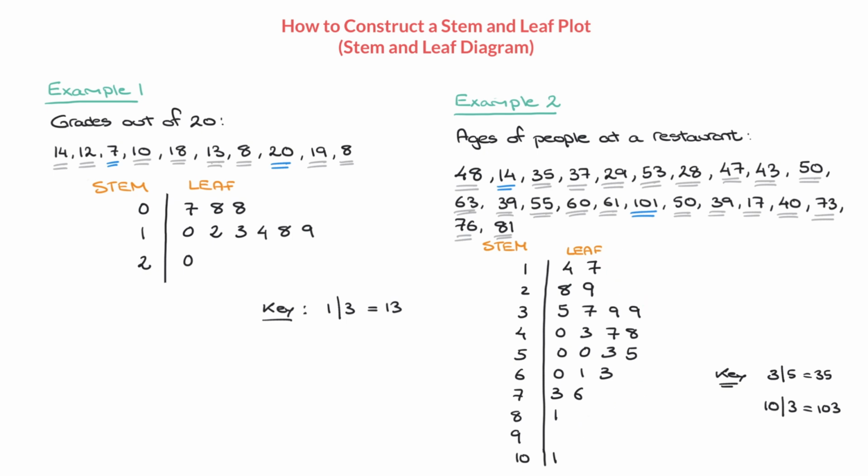Notice that for this second example with more data, we quickly see that this stem and leaf plot shows us that the majority of people visiting the restaurant that evening were in their 30s, 40s, and 50s, which could be interesting for a manager who's trying to come up with appealing deals for his or her customers. All that being said, that's it for this video on how to construct a stem and leaf plot.